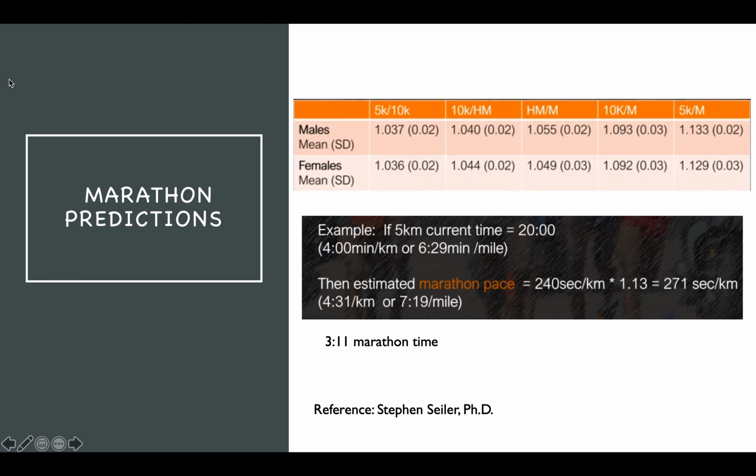So for example, if your best 5K time right now is 20 minutes, that would be a pace of 4 minutes per K, or in imperial 6:29 minute miles. And then the estimated marathon pace that you could hold if that was your best 5K time would be 4:31 per K or 7:19 per mile, which ends up being a 3:11 marathon time.